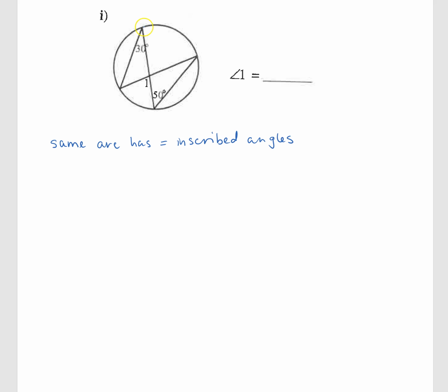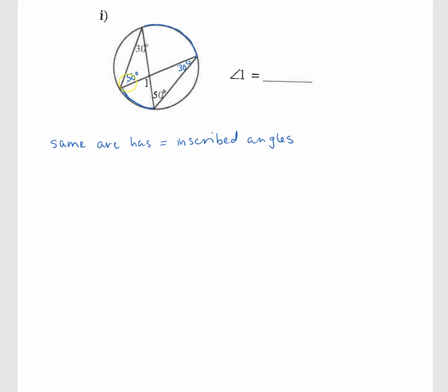If we look at this arc, here we have this inscribed angle with that arc, and this inscribed angle with this arc. We've been told that this angle is 50 degrees. The arc is the same, which means that this angle has to also equal 50 degrees. Similarly, on this side of the circle, we have another arc with both this inscribed angle and this one here. This one we've been told is 30 degrees, so this is also 30 degrees.